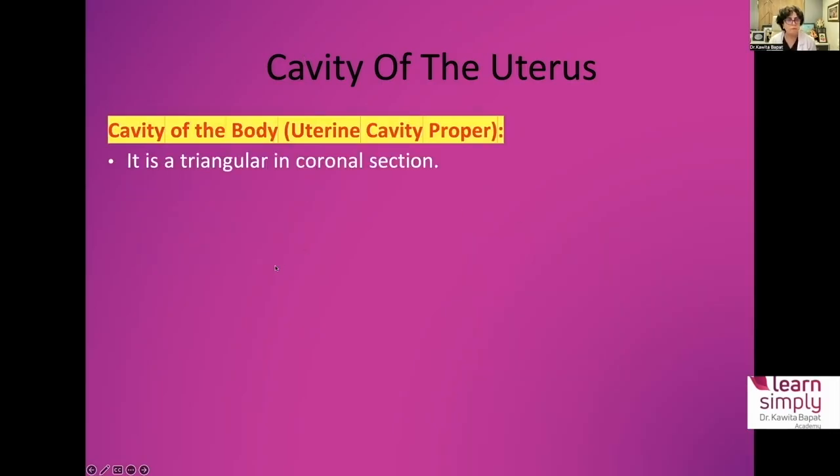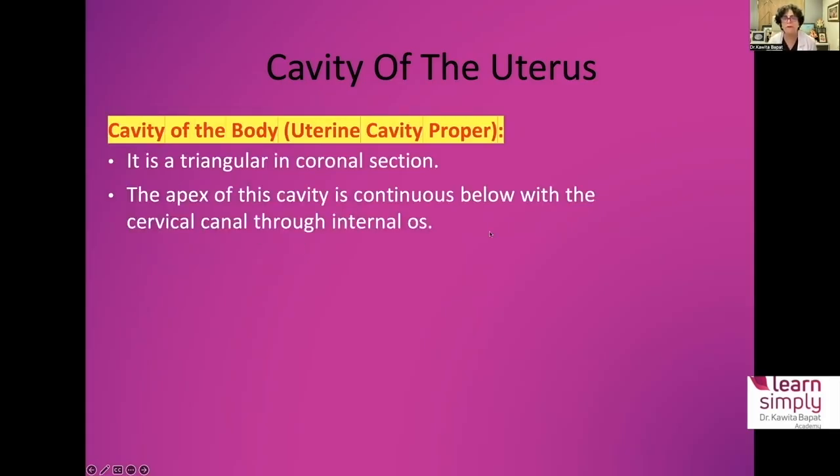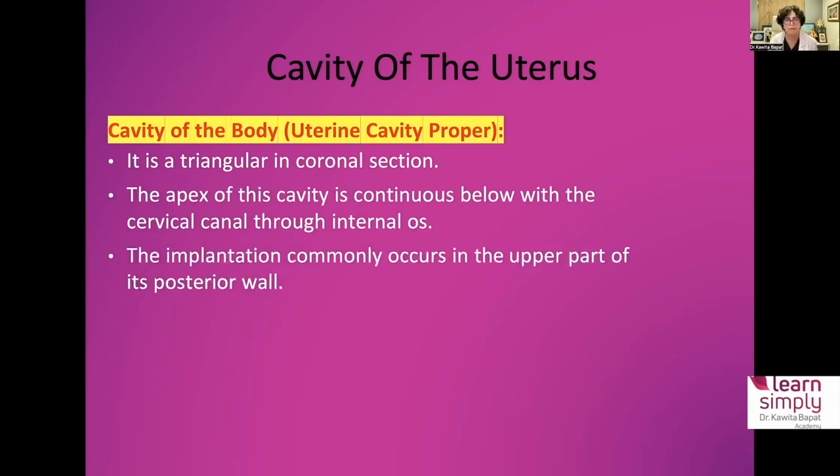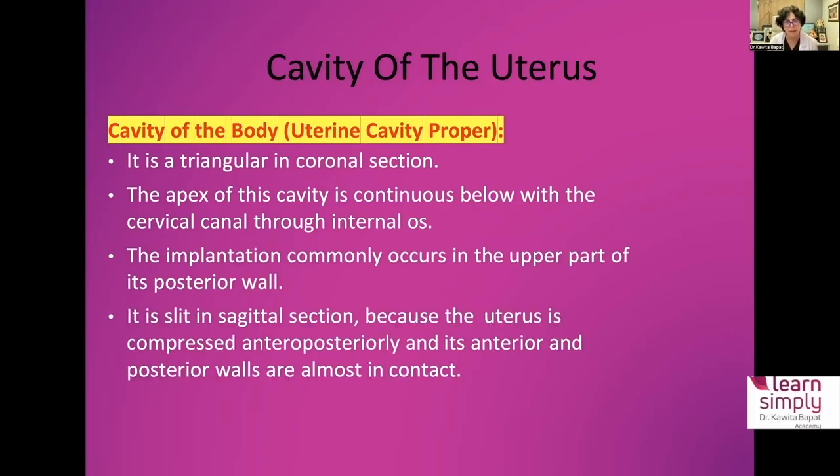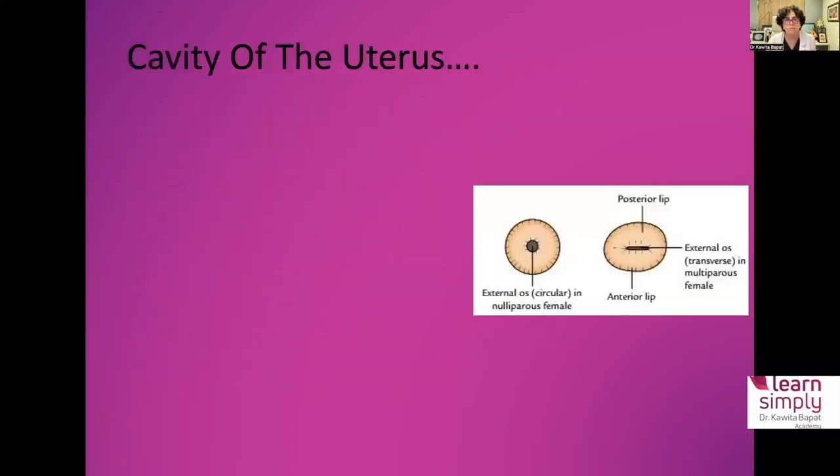So the cavity of the body is triangular in the coronal section, and the apex of the cavity continues below with the cervical canal through the internal os. And the implantation commonly occurs at the upper part of the posterior wall, and it is a slit in the sagittal section because the uterus is compressed anteroposteriorly, and the anterior and posterior walls are almost in contact. Because of the thick muscular wall, the cavity is almost like this. So at the level of the external os, it is circular in the posterior lip. This is the cervix at the external os.